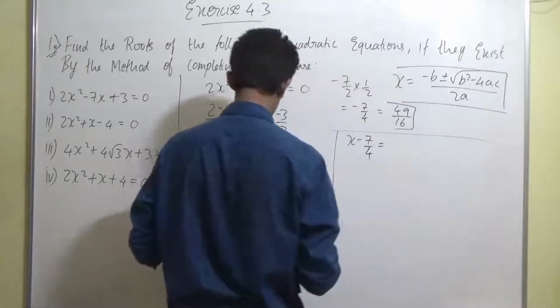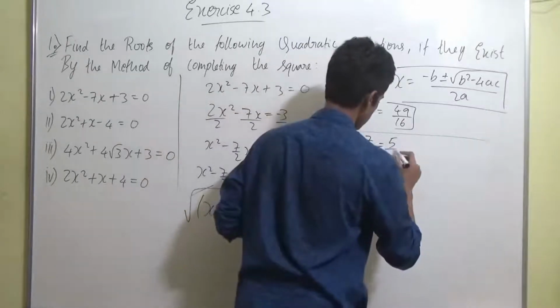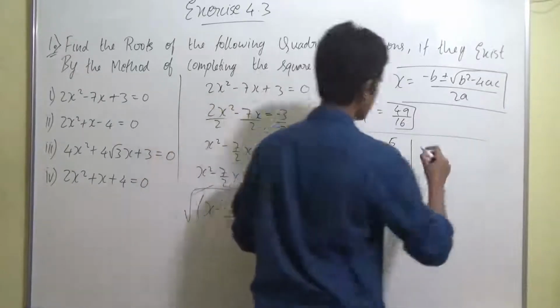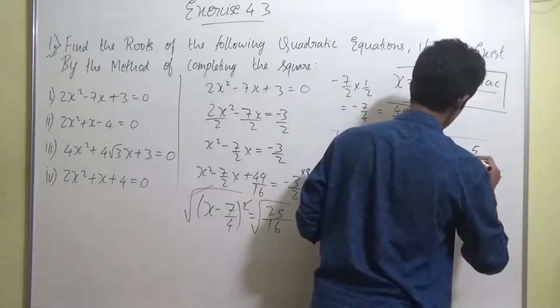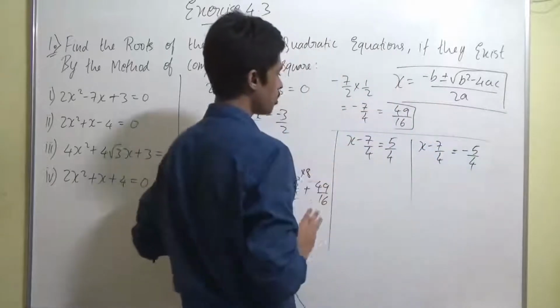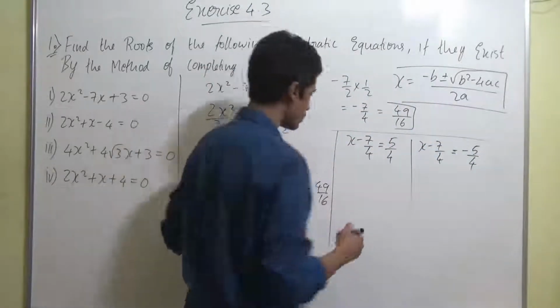equal to plus 5 by 4 one side, and another side I'll write as x minus 7 by 4 equal to minus 5 by 4. Now let's solve them to get the value of x. You'll get two solutions, right? Because it's a quadratic equation.